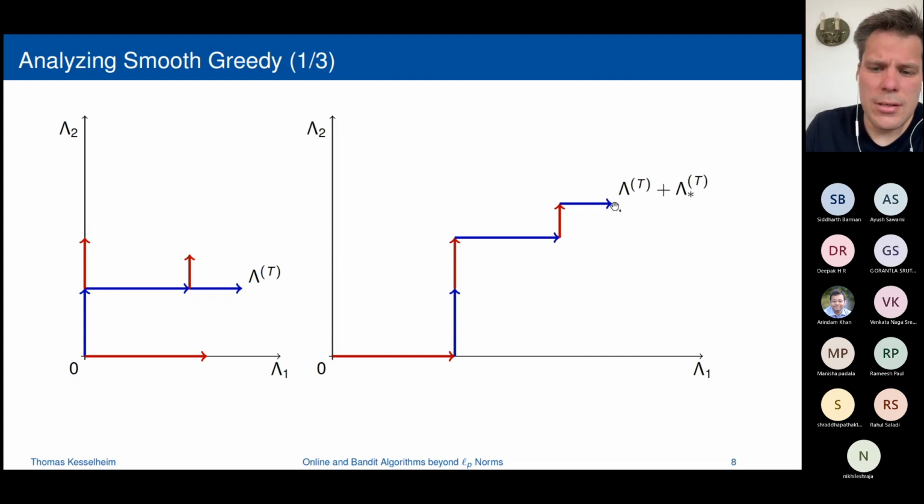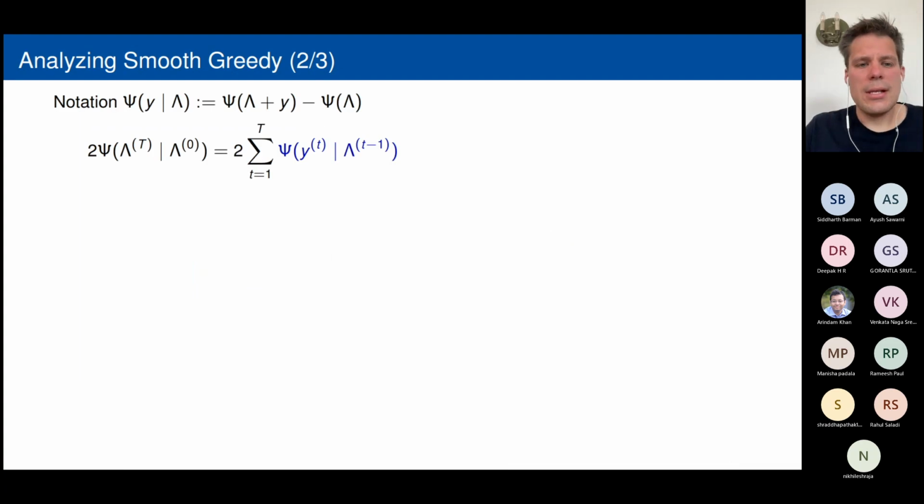Then this final load vector is just the sum of these two load vectors. And the point is that going from this left picture to this right picture was actually just shifting these arrows, but I never shifted them by really a lot. This was always bounded by the final load of opt, because every shift is upper bounded by just the overall length of these red vectors. And then in this shift, I can use this approximate supermodularity. Let's do this a little more formally.